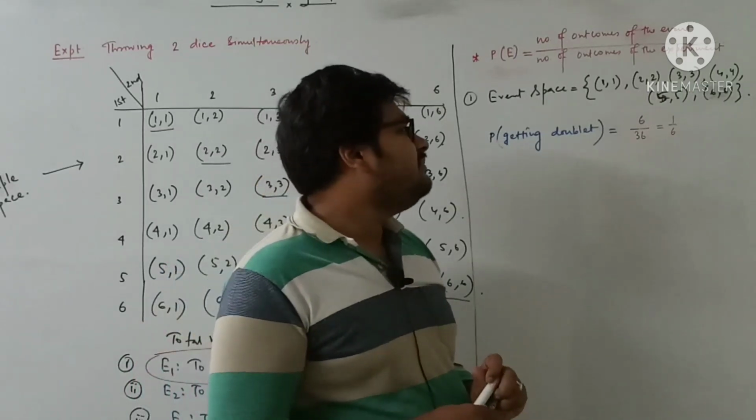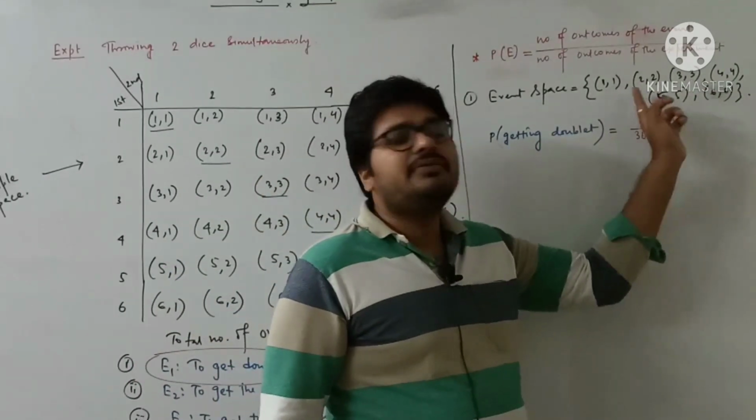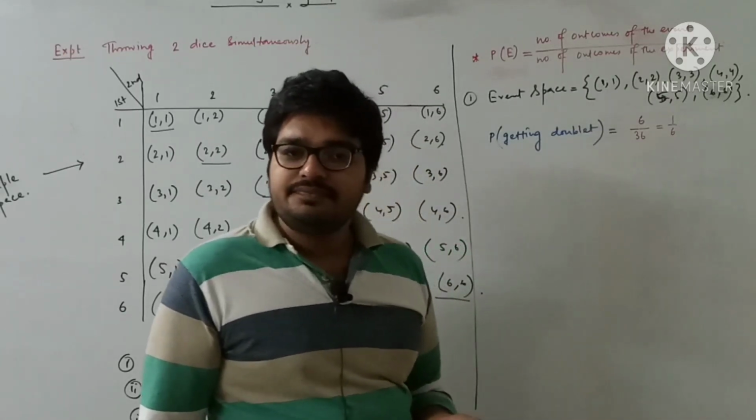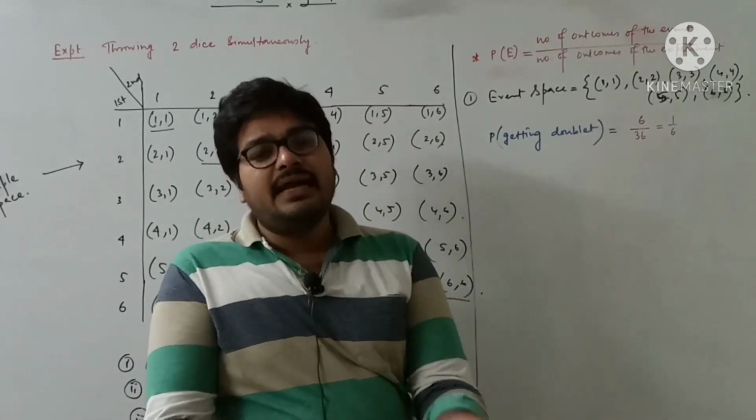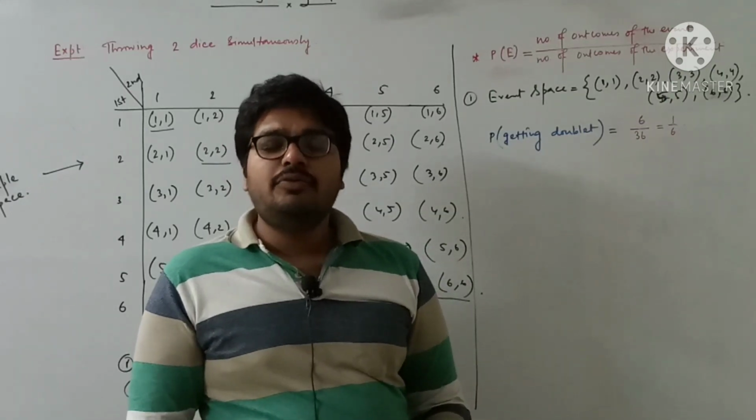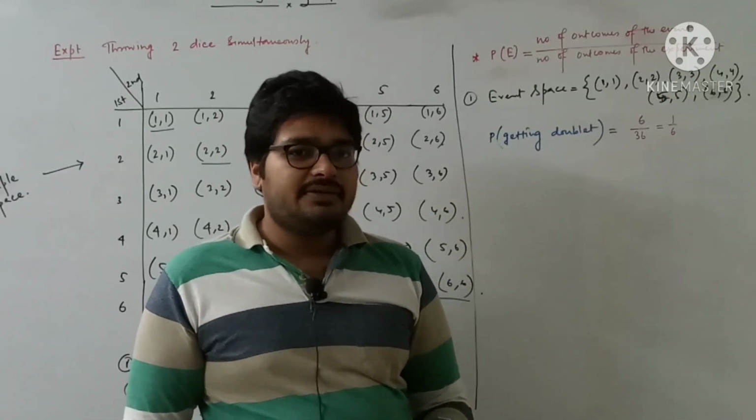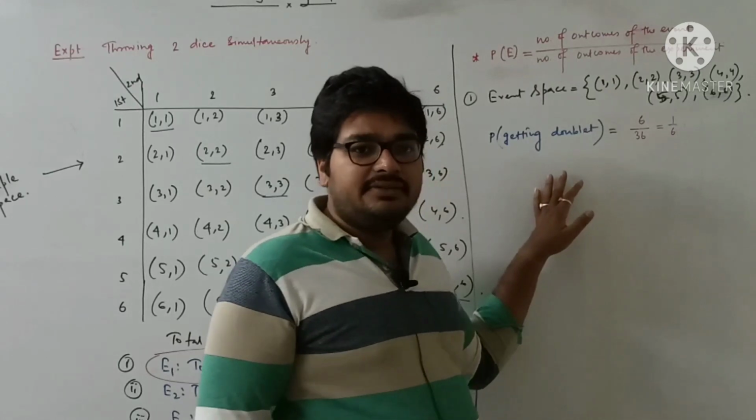Event space doesn't mean that you have to always count from here to get the number of outcomes of the event. Actually occurring outcomes, how many? That one you have to count. If I do more examples, I think you can understand better. So this one you understand?